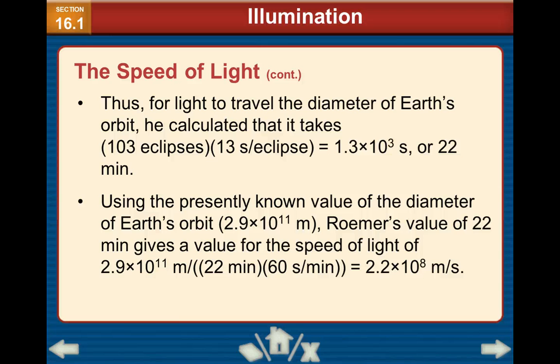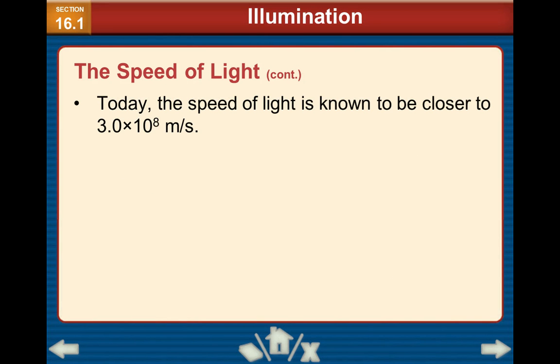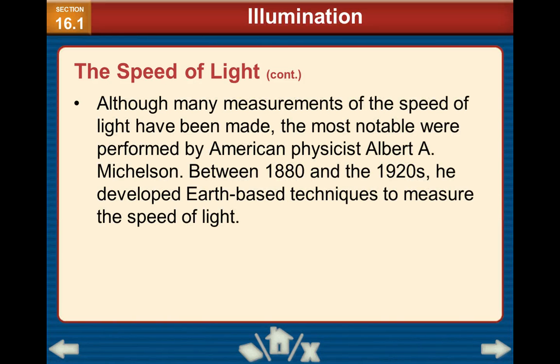From that, he was able to calculate the speed of light, and he came up with 2.2 times 10 to the 8th meters per second. Not too bad. I mean, it sounds like it's a little bit off. We know it's 3.0 times 10 to the 8th, but he got the 10 to the 8th right. He got the order of magnitude right. Not too bad for the equipment that he was working with at the time. We also know that it actually takes light 16.5 minutes, not 22 minutes, to cross the Earth's orbit. But like I said, considering what he had to work with at the time, not too bad.